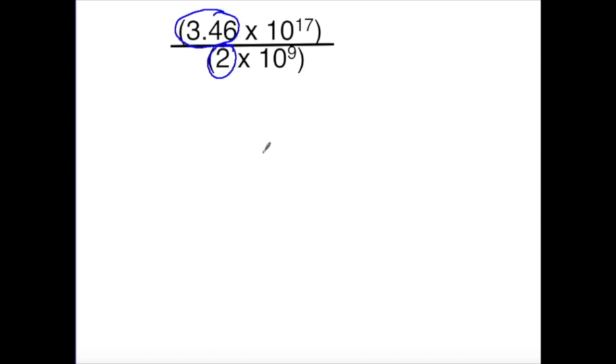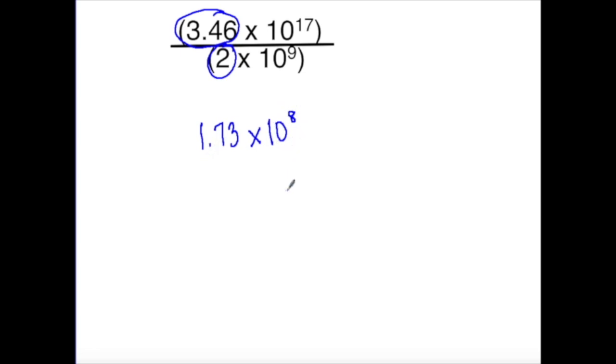When we divide 3.46 by 2, we get 1.73. And I'm going to go ahead and write times 10. Let's figure out the power of 10. Remember, when we divide exponents, the shortcut is to subtract them. So 17 minus 9 is 8. We have a power of 8.